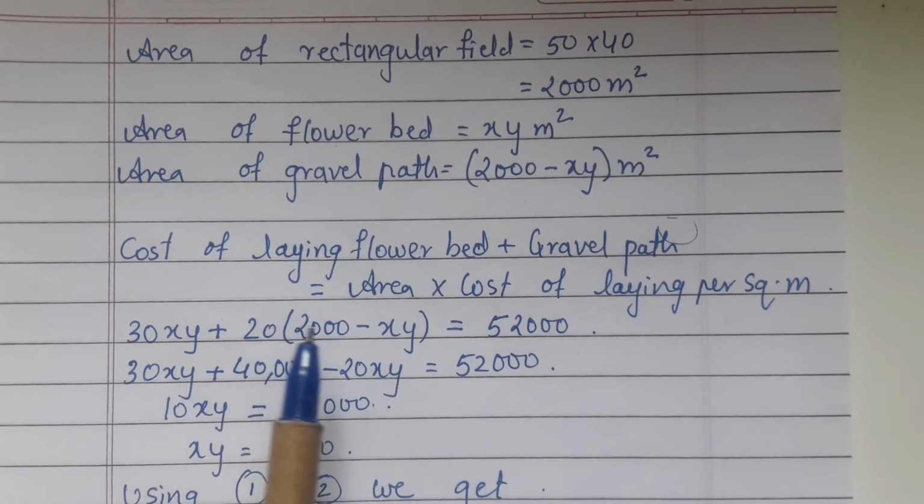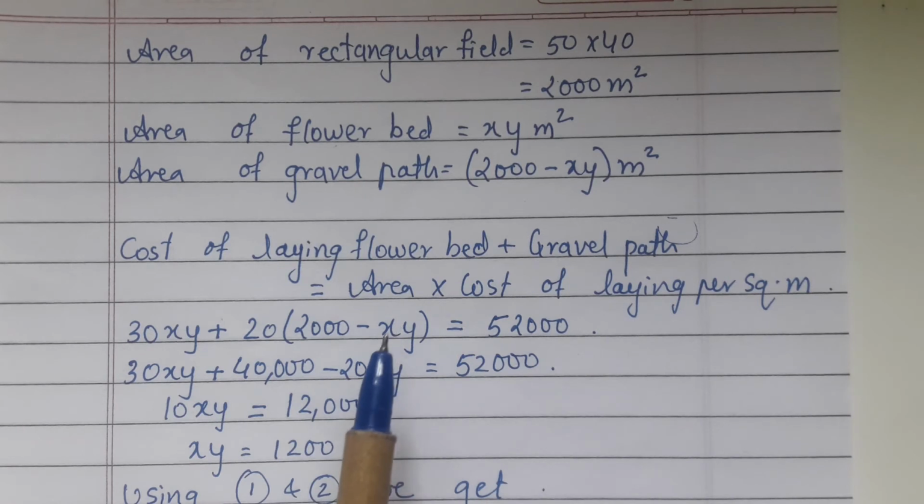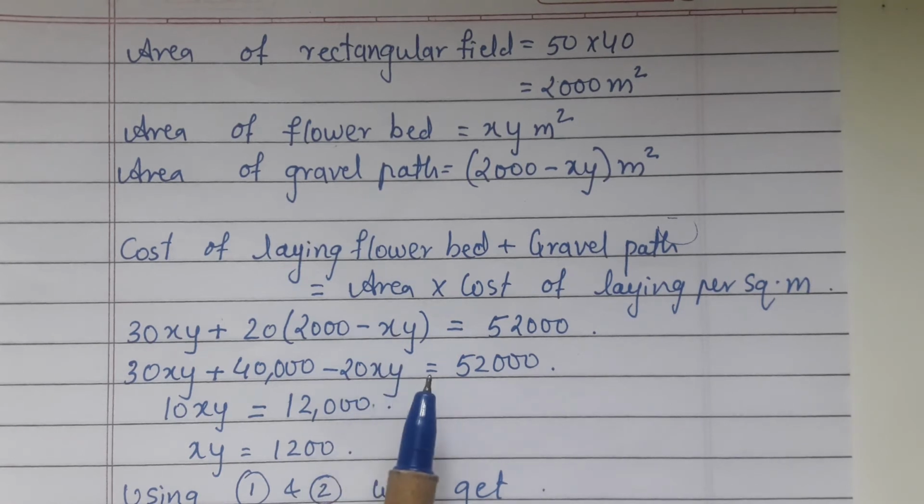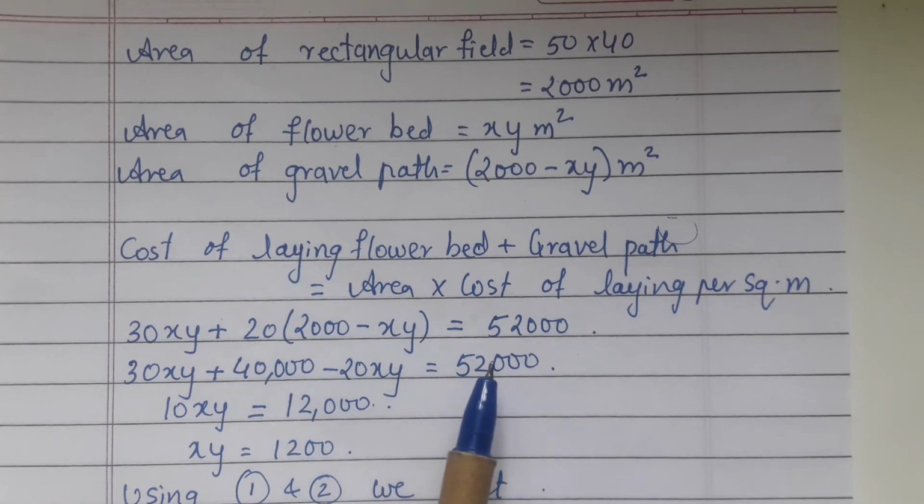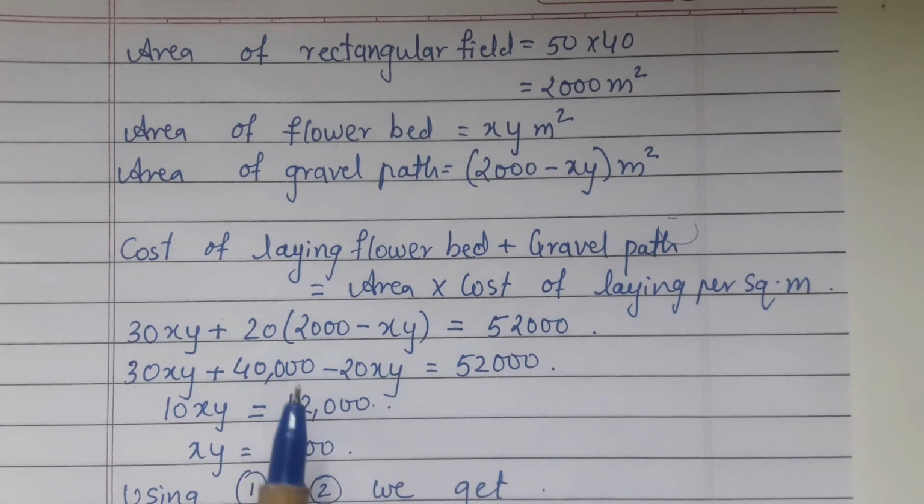30xy plus 20 into 2000, which is 40,000, minus 20 into xy, 20xy, equals 52,000. 30 minus 20, 10xy equals 52,000 minus 40,000, which is 12,000. So xy equals 1200.